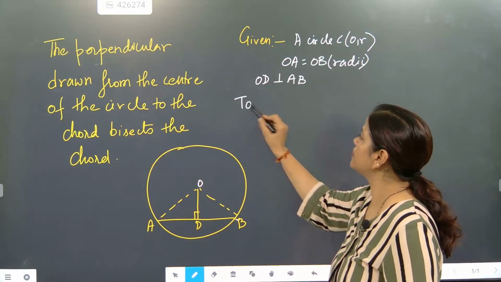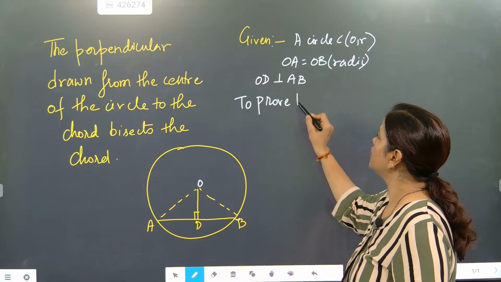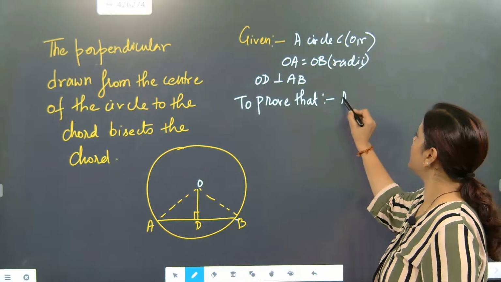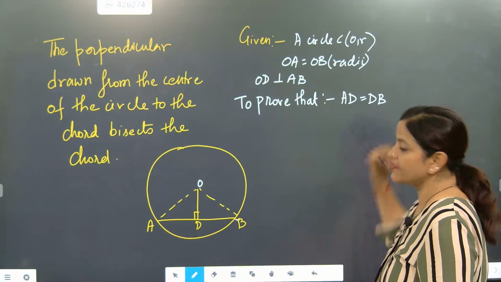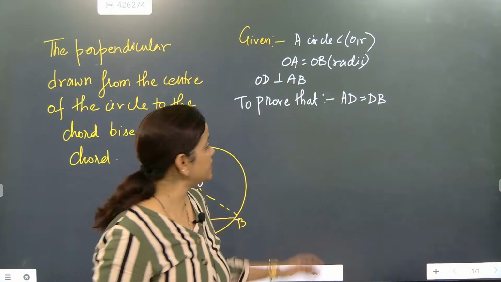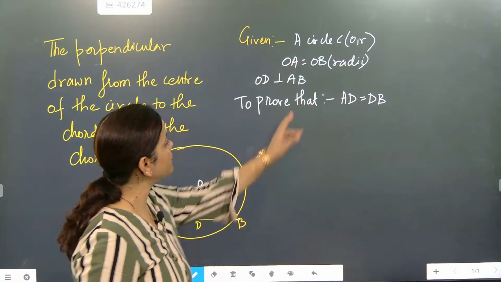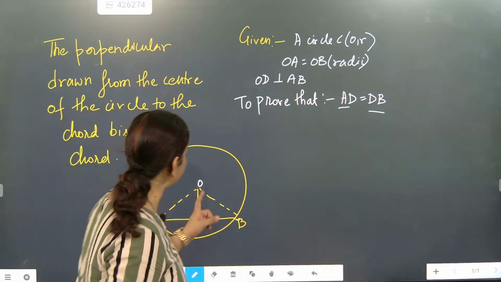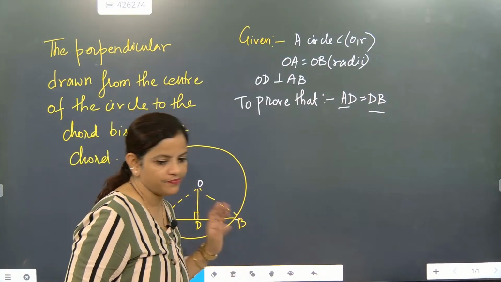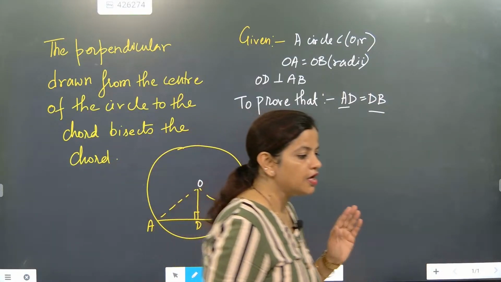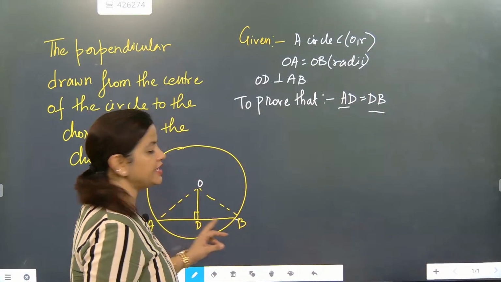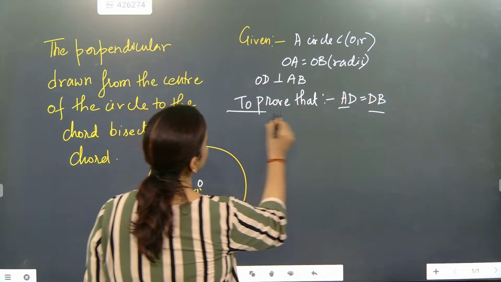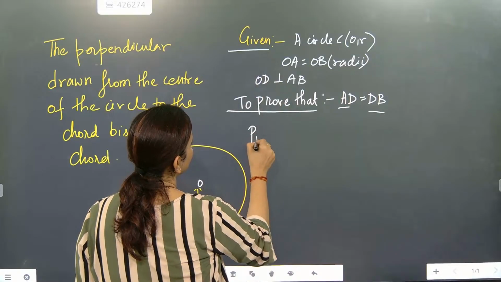Now what work are we going to do? To prove that AD is equal to DB. This is one thing we must prove. Kanishk, are you understanding this, beta? What is given to you is OD is perpendicular to AB. And what we need to prove is AD is equal to DB. This is to prove, and this is given. Now we will start the proof.